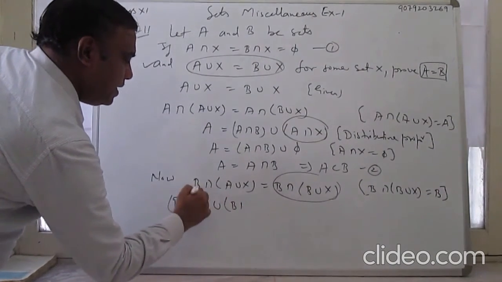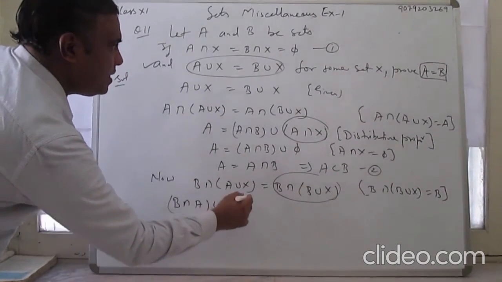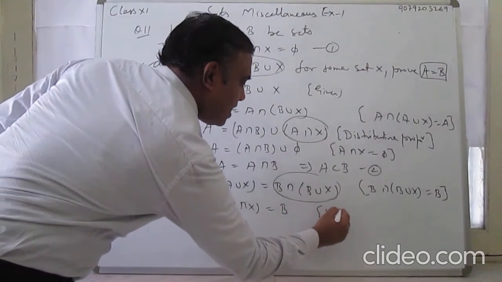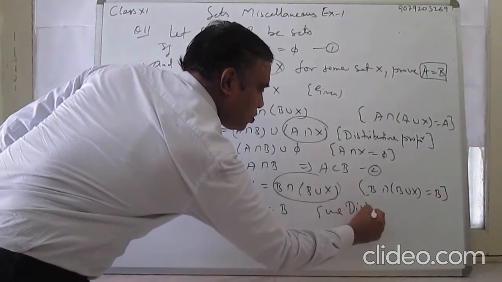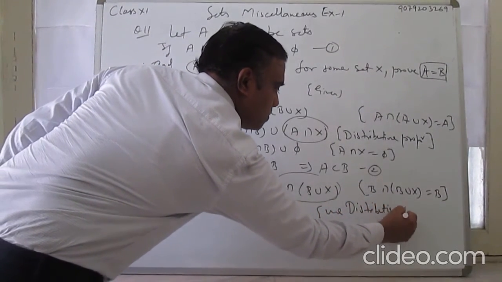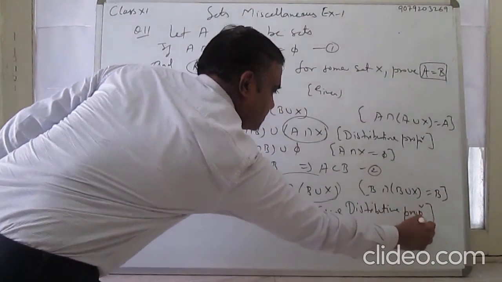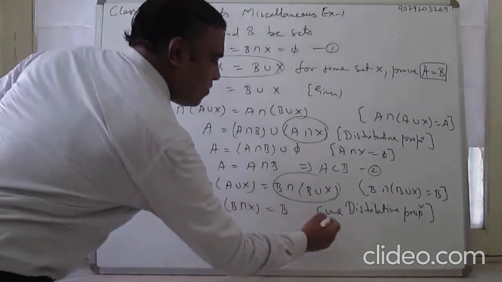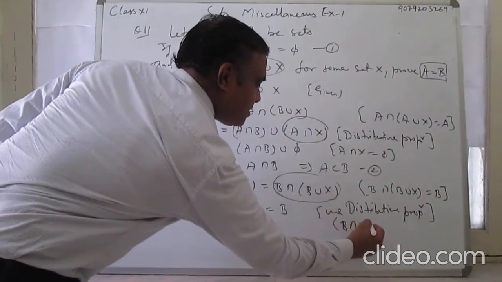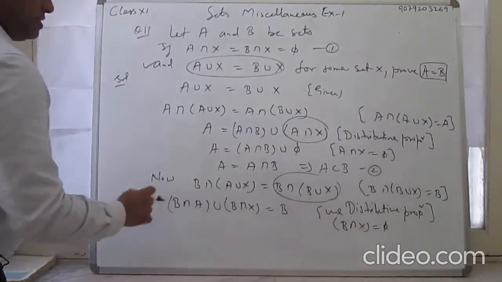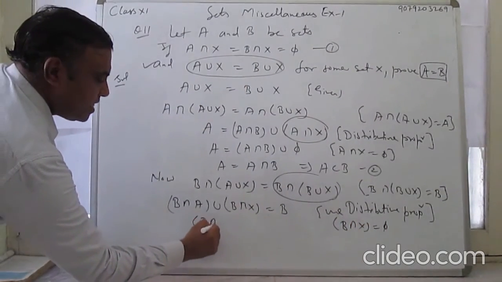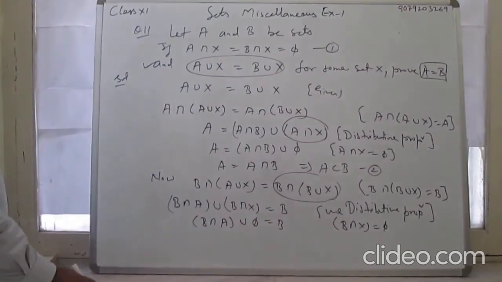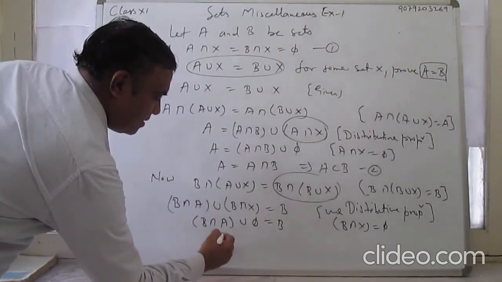(B intersection A) union (B intersection X) is equal to B. Here what is applied? Use distributive property. B intersection X, what did it become? Instead of B intersection X you can write null set, so (B intersection A) union null set is equal to B, so it is B intersection A.